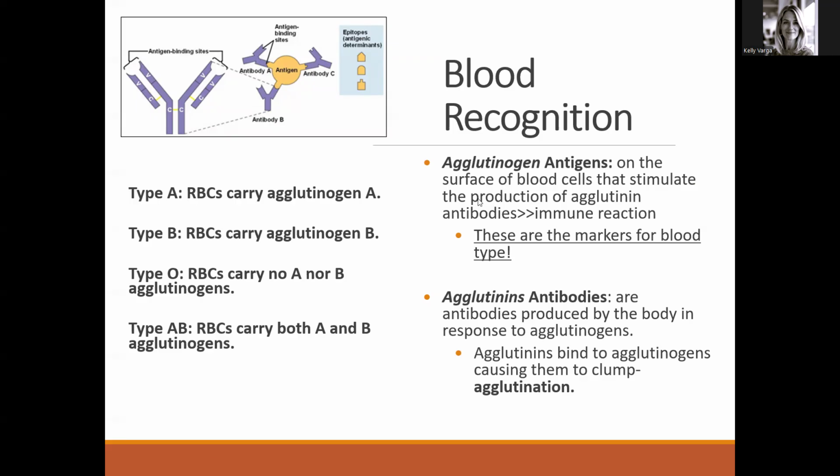So if I carry A or I have type A, I can only carry and mark for recognizing type A, right? If I have type B, I can only recognize and play well with type B. If I have type O, I carry neither A nor B. But if I have type AB, I carry both A and B. So let's look at why this is important, right?